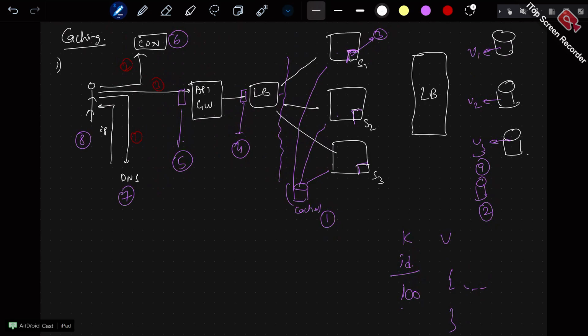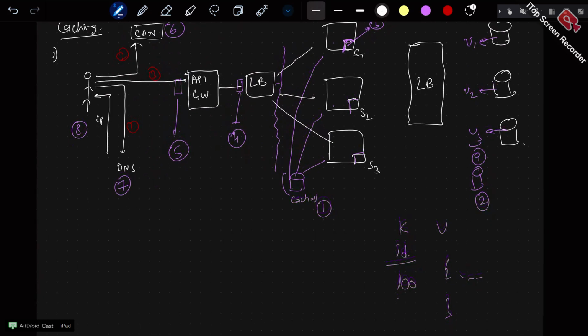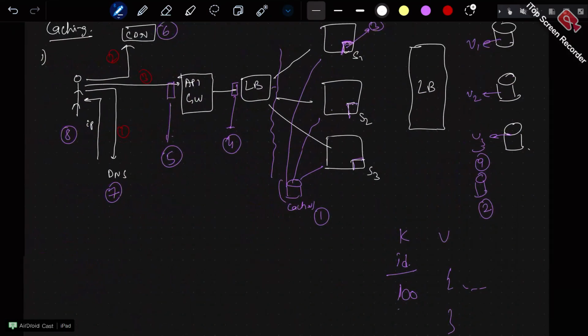Okay, so now this was about the various levels of cache. Now caching can be of various types, right? Now an important point: why don't we use the cache as the database itself?